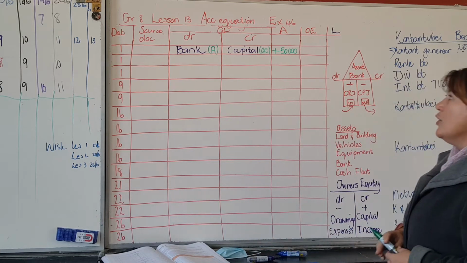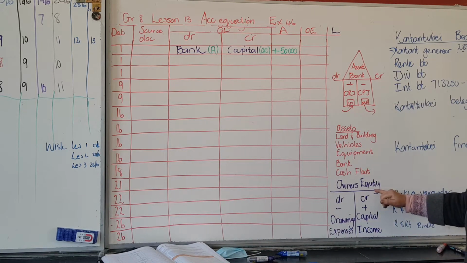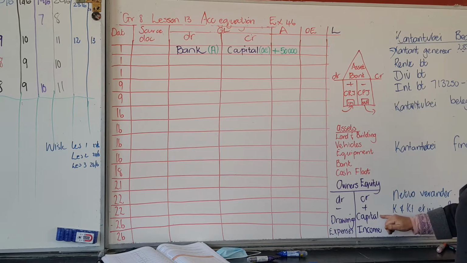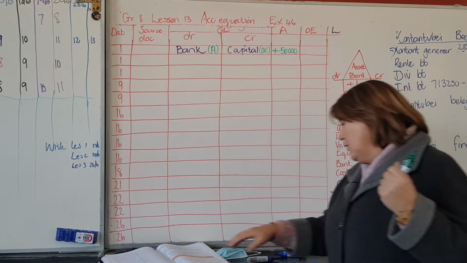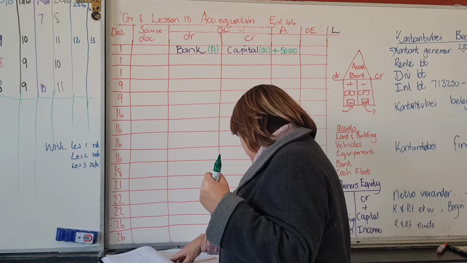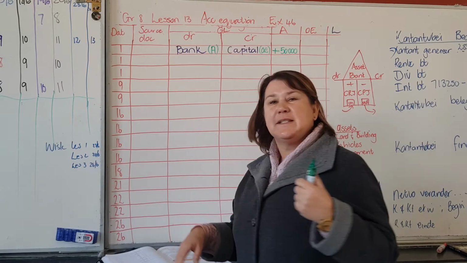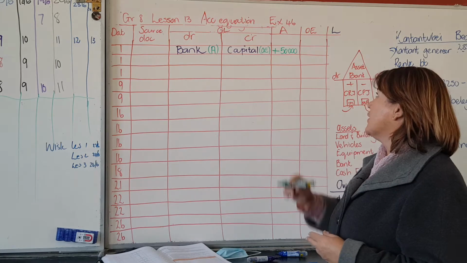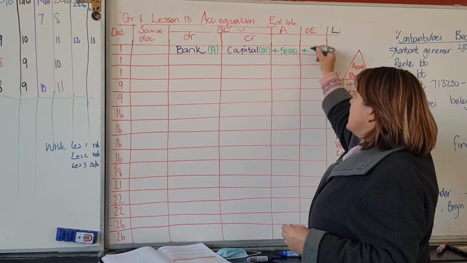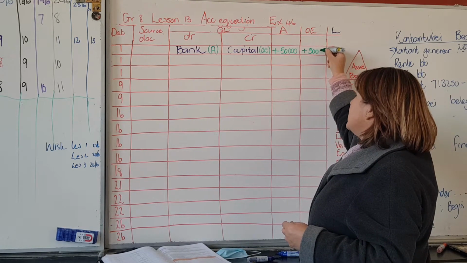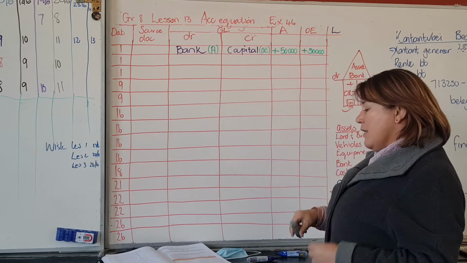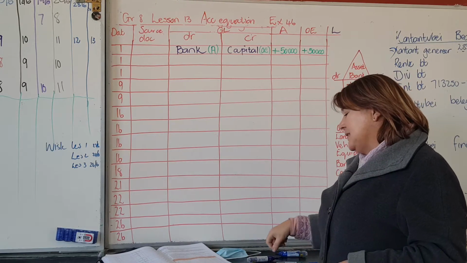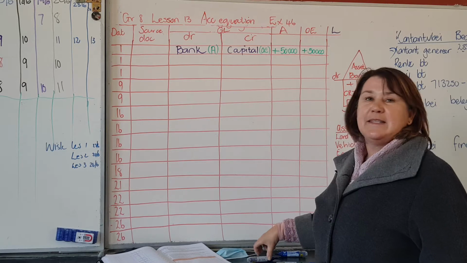Okay, and then your capital account's owner's equity. Capital always increases your owner's equity because they've actually had capital of an amount of 460,000 already. Now they've increased it with 50,000. So your owner's equity is going to increase with 50,000. Then your source document, it says there receipt 87.